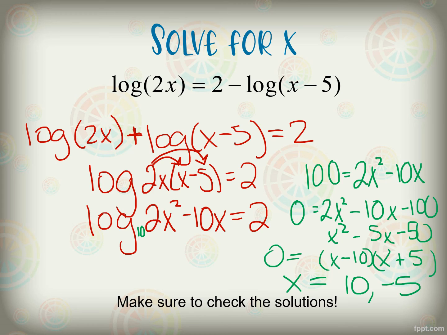Well, let's take a look. If I was to plug in negative 5 here, that'd be a negative log. Uh-oh, no good. That negative 5 isn't even a possible solution. If I plug in 10, that'd be okay. So 10 is my possible solution.